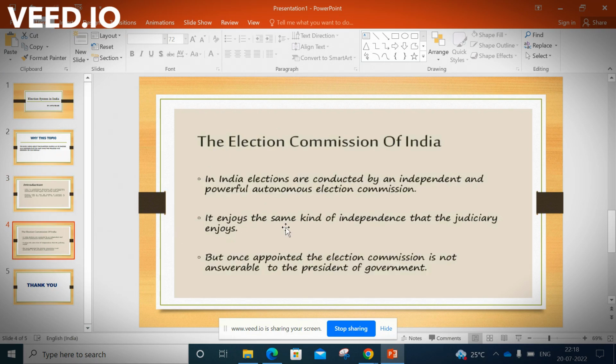And these elections are held by the Election Commission of India, which is an independent, powerful, autonomous body. It enjoys the same kind of independence that the judiciary enjoys, but once appointed, the Election Commission is not answerable to the President or Government.